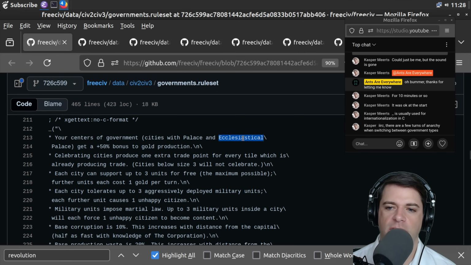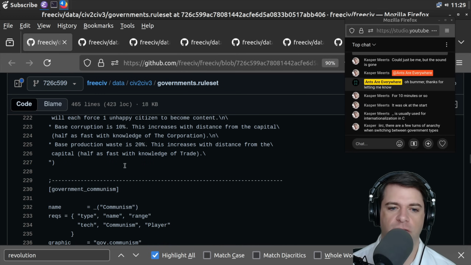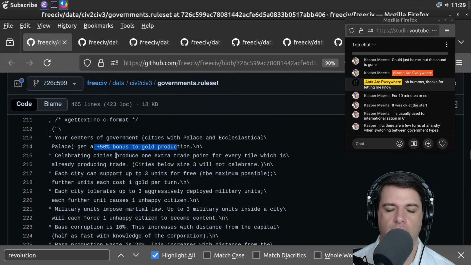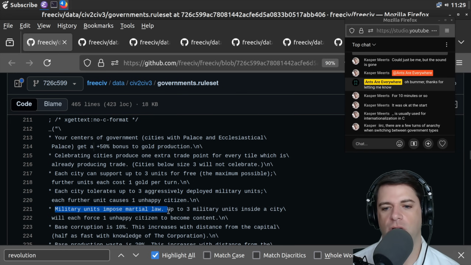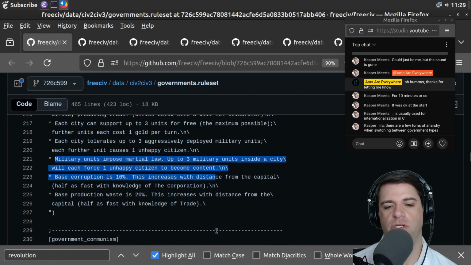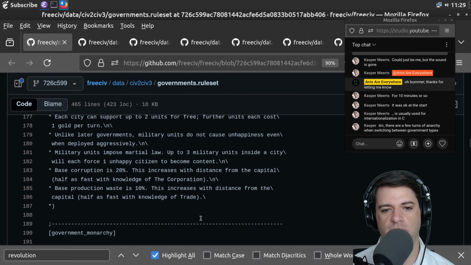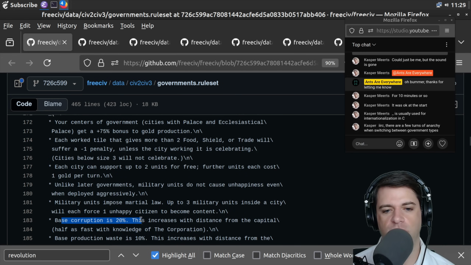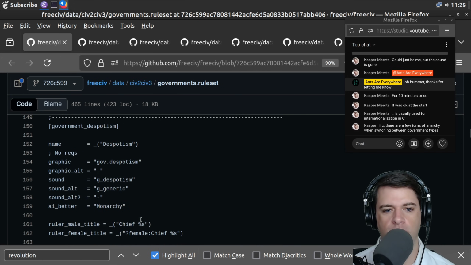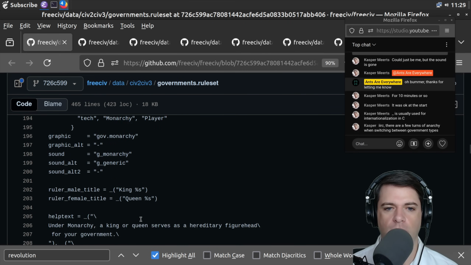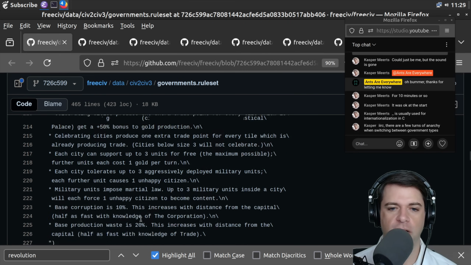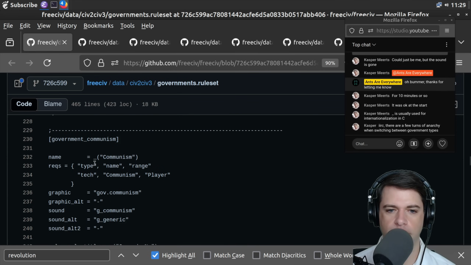Okay, you've got some ecclesiastical stuff. You get a 50% bonus to gold production, and a bunch of economic stuff. Military units impose martial law. Base corruption is 10%, which I think is half of despotism. Is that right? Base corruption is 20% for despotism, I think. Okay. And then after monarchy, we have communism.